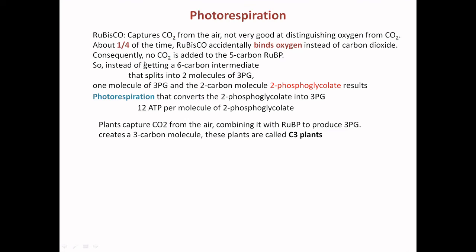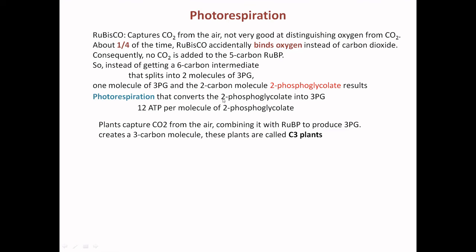If oxygen is taken, the 5-carbon RuBP, ribulose bisphosphate, will still remain 5 carbon. Instead of getting the 6-carbon intermediate, which should have been split into two 3-PGs, this 5-carbon molecule splits into one 3-PG and 2-phosphoglycolate. 3 plus 2 equals 5. Photorespiration converts this 2-phosphoglycolate into 3-PG because it is toxic.